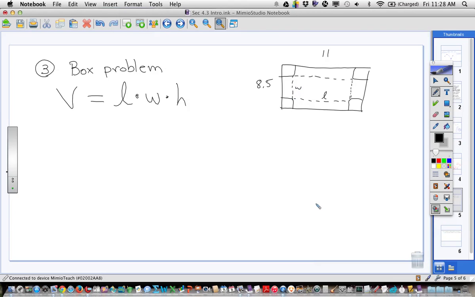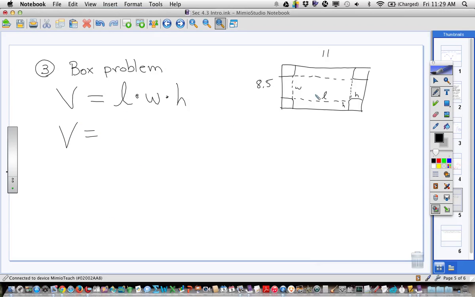Now where's the height of the box? Isn't that the side of one of the squares? Isn't that what my squares are? My squares are actually going to be h by h, right? They're going to be whatever size square I cut out when I fold it up. That is the height of my box. Okay?